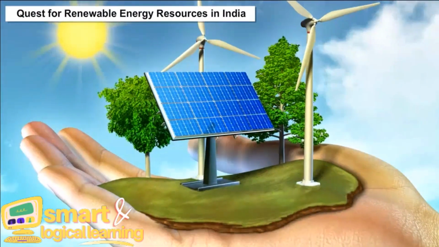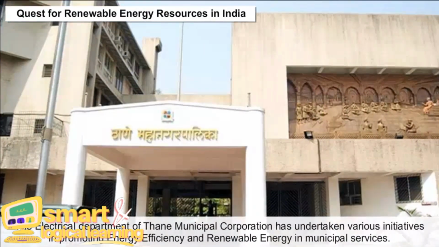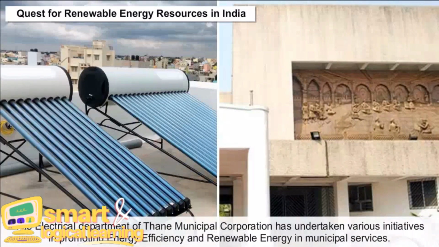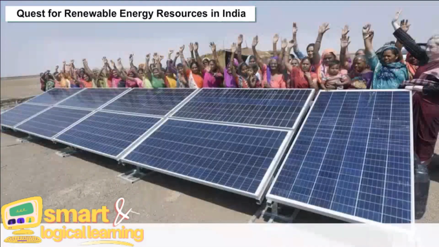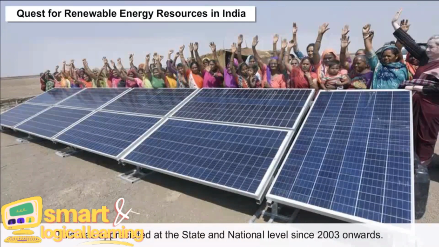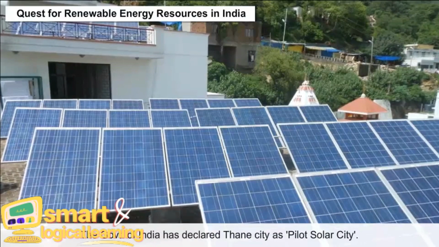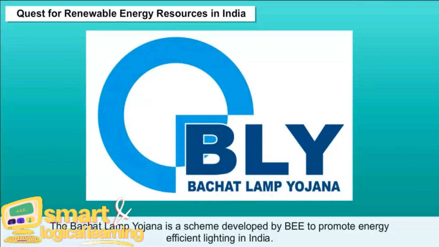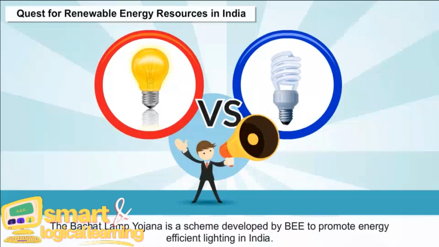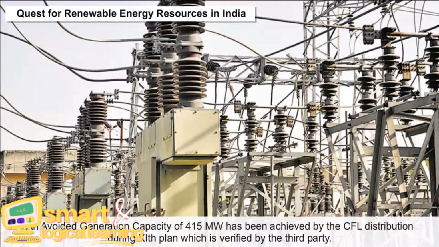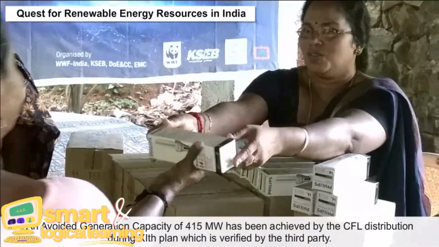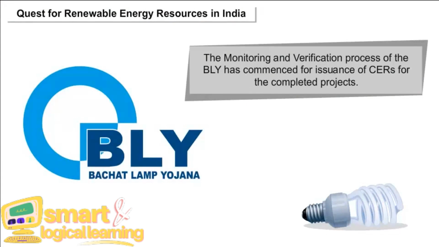Quest for renewable energy resources in India. The Electrical Department of Thane Municipal Corporation has undertaken various initiatives in promoting energy efficiency and renewable energy in municipal services. This has been appreciated at the state and national level since 2003 onwards. The Government of India has declared Thane city a pilot solar city. The Bachat Lamp Yojana is a scheme developed to promote energy-efficient lighting in India. An avoided generation capacity of 415 megawatt has been achieved by the CFL distribution during the 11th plan, which is verified by a third party. The monitoring and verification process of the BLY has commenced for issuance of CERs for the completed projects.